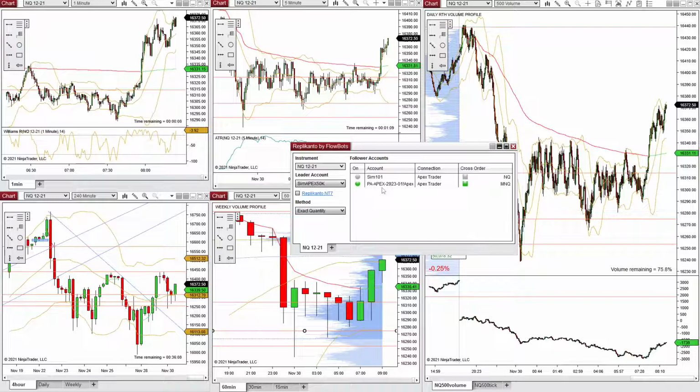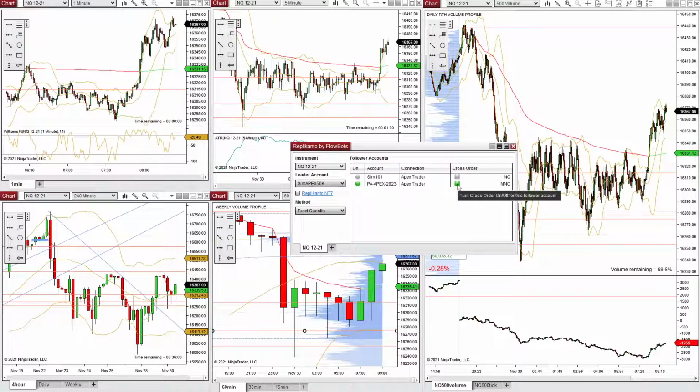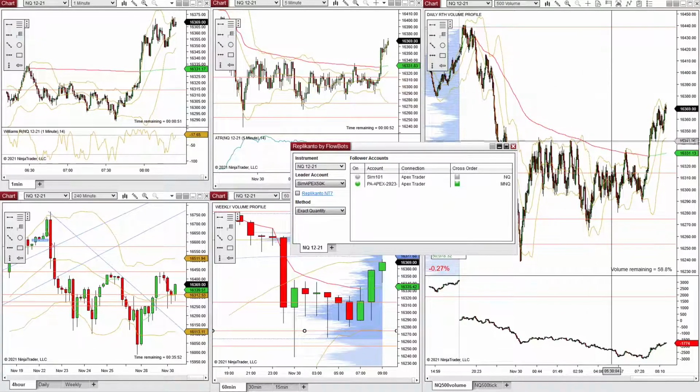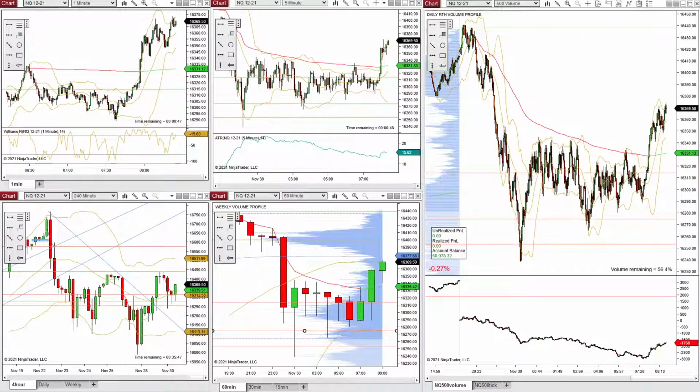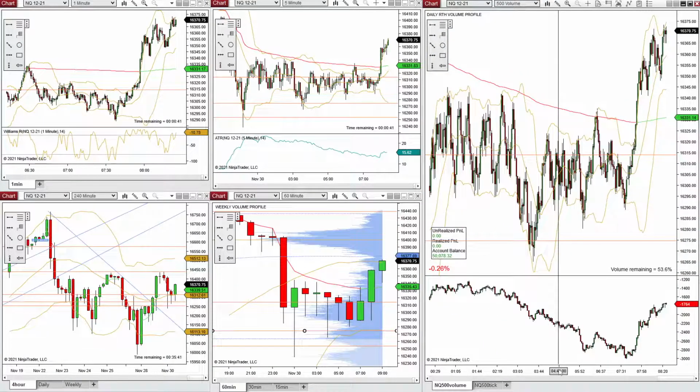Then it automatically will copy the trade over to my performance account, and it'll convert that over to micro contracts, MNQ. So I trade off of this, and then it'll copy it over to my performance account as micros. It allows me to trade a little bit less stressful.